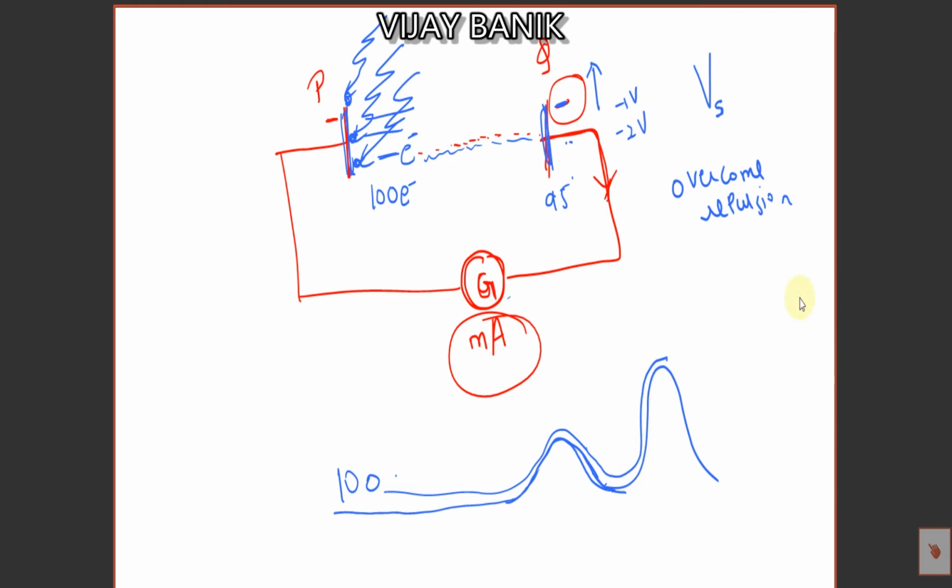So now let's say out of 100 electrons, maybe 75 electrons reached over here, because now the repulsion has increased. The force of repulsion has increased because you have increased the negative voltage, the negative potential of this plate. So therefore the repulsion has increased.